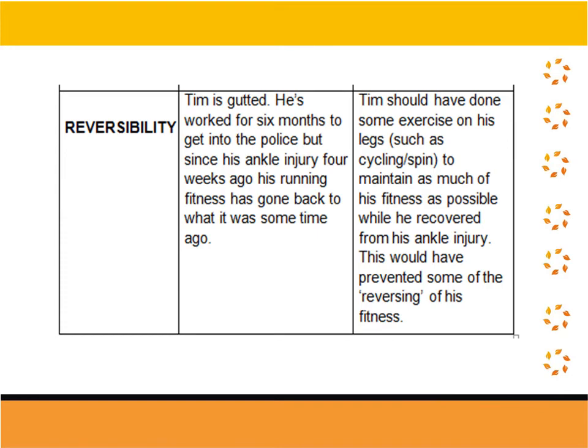Next, we have reversibility. For example, Tim is gutted. He's worked for 6 months to get into the police, but since his ankle injury 4 weeks ago, his running fitness has gone back to what it was some time ago. So the conclusion is Tim should have done some exercises on his legs, such as cycling or spin, to maintain as much of his fitness as possible while he recovered from his ankle injury. This would have prevented some of the reversing of his fitness.